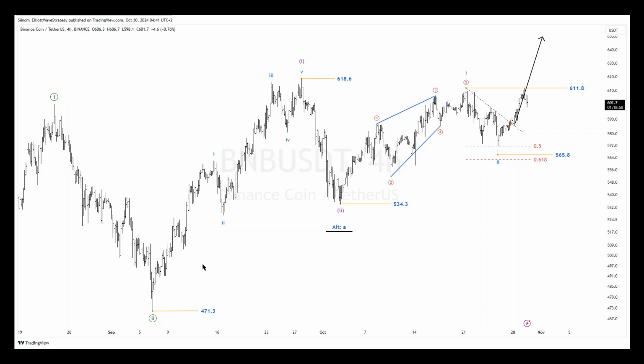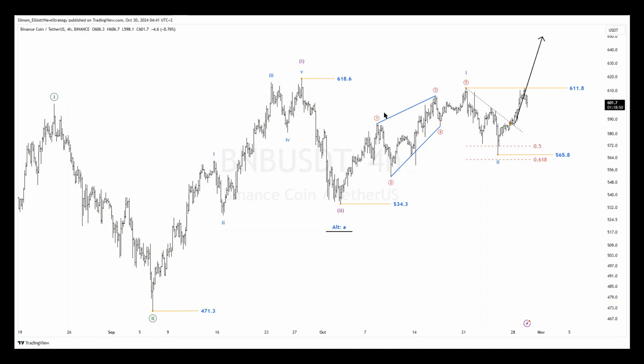So if you can see here, we had a low right here at 471.3, which is the wave 2 of the minute degree. And then we saw 5 waves to the upside to form wave 1 of the minute degree, which peaked at 618.6. And then a decline, which bottomed at 534.3 USD. I labeled that as wave 1 right there, and then 2. And then I believe this is either wave 2 or A in the case of a flat, which might still be unfolding, by the way.